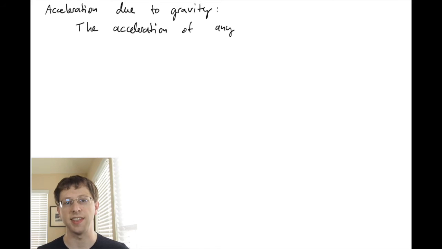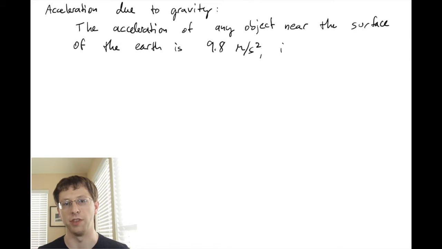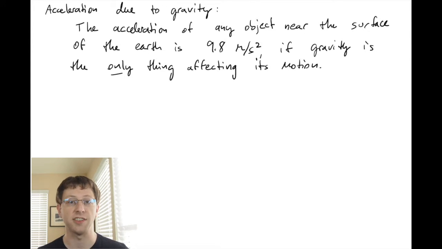All right, so next we're going to start talking more about the math behind the kinematics. In this case, we're going to start by talking about the acceleration due to gravity. And it turns out the acceleration due to gravity of any object near the surface of the Earth is equal to 9.8 meters per second squared. That's assuming that gravity is the only thing that's affecting its motion, so we're ignoring anything else, like air resistance, for example. And it's given the variable lowercase g.